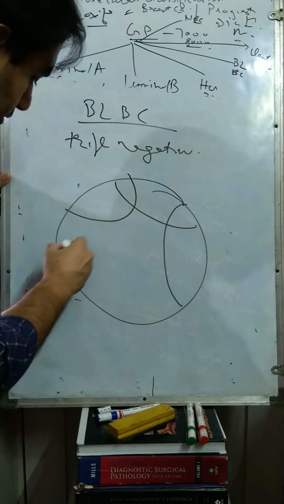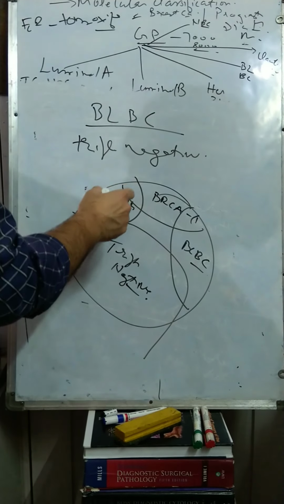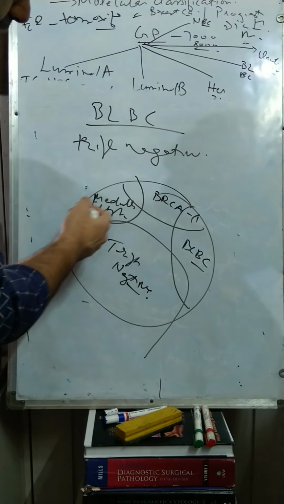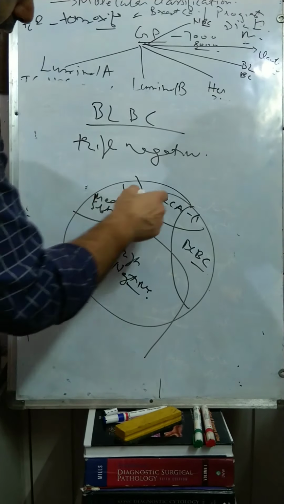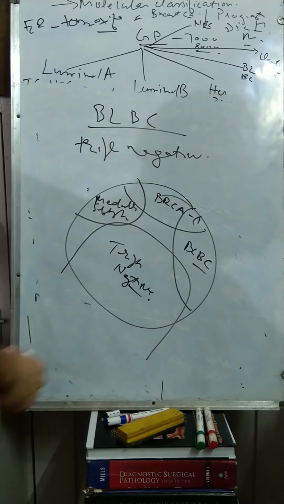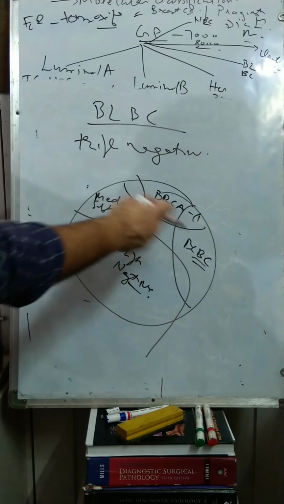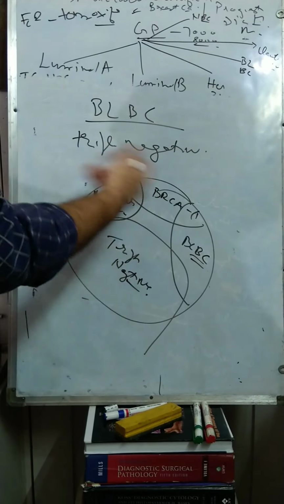So there's always overlap. Not all triple negative are basal-like breast carcinoma. Not all basal-like breast carcinoma are BRCA positive, and not all medullary subtypes are BRCA positive, and usually the medullary subtype shows basal-like breast carcinoma features. So this is overlap. This is not hard and fast. They can overlap.